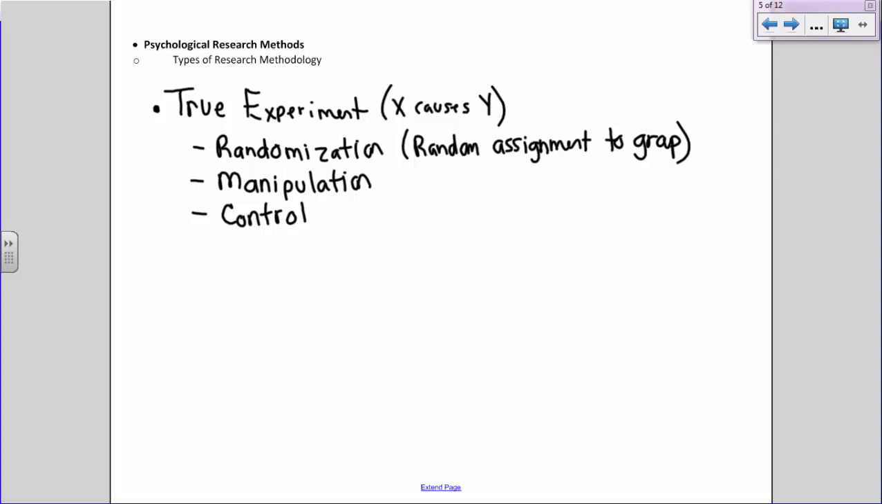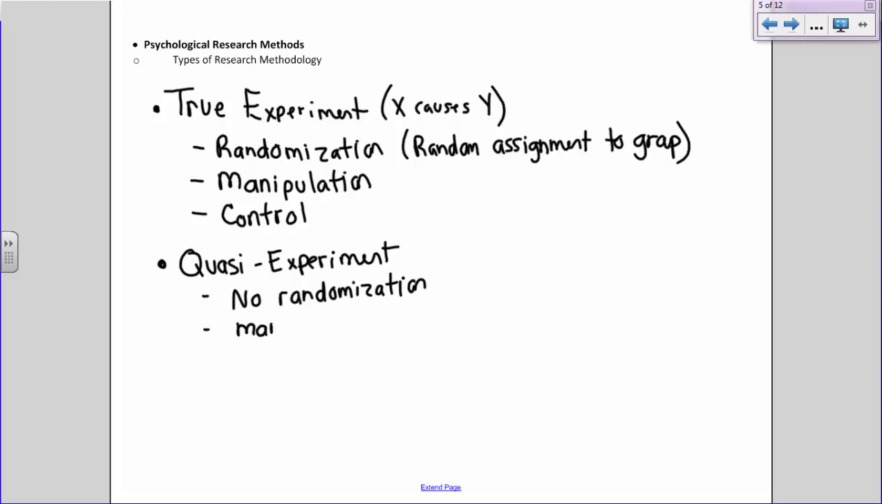Now let's talk a little bit about quasi-experiments. Okay. A quasi-experiment is something that involves no randomization, but could still have manipulation.